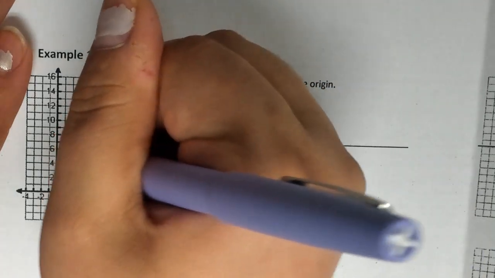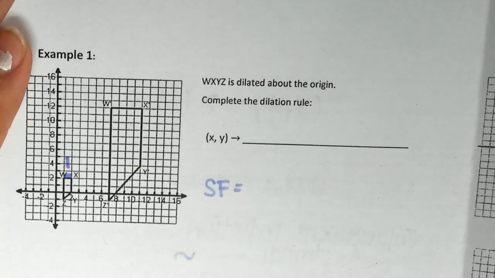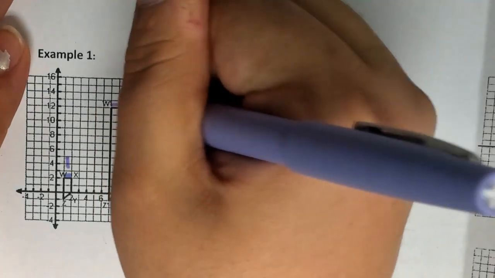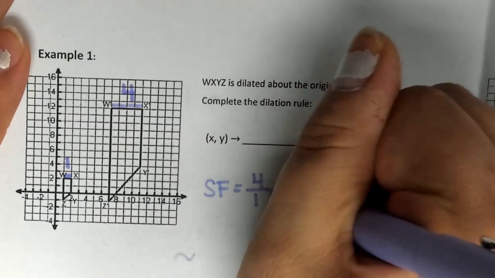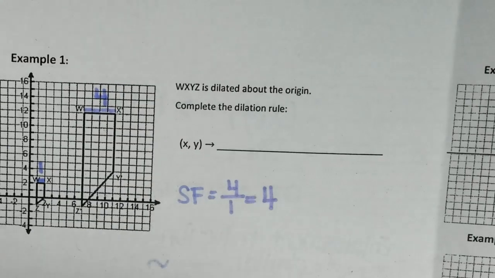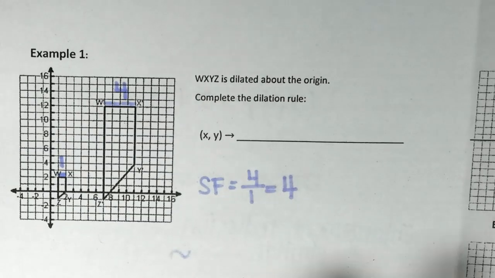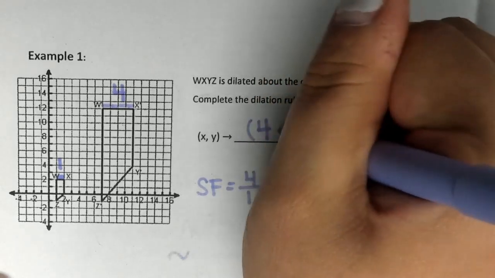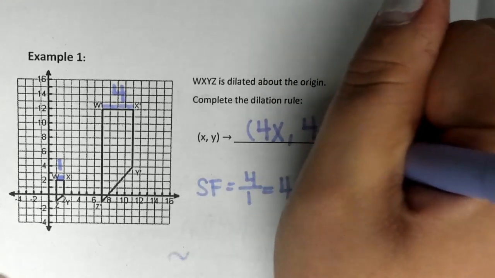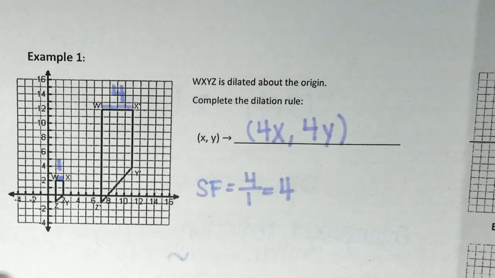1. Look at my board, please. How many units is this one? 4. And if we do new over old, we do 4 over 1, which is 4. The scale factor is 4. Do y'all agree with that? So what's my rule going to be? (x, y) transforms to 4 times x, 4 times y. And that is the rule. Write it down.